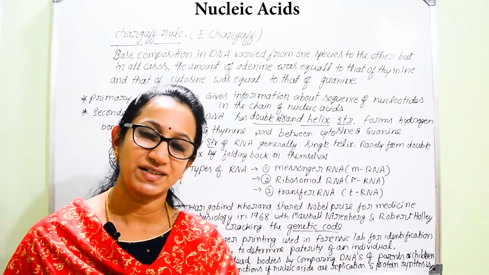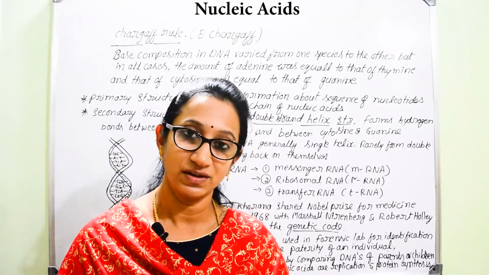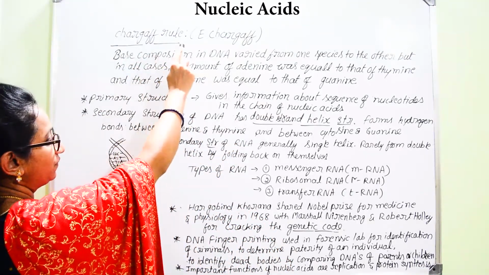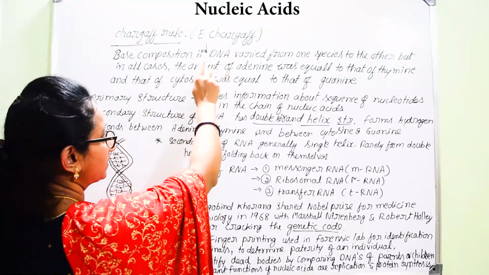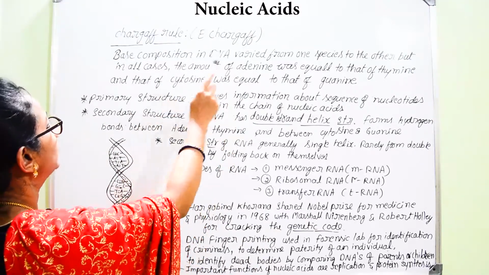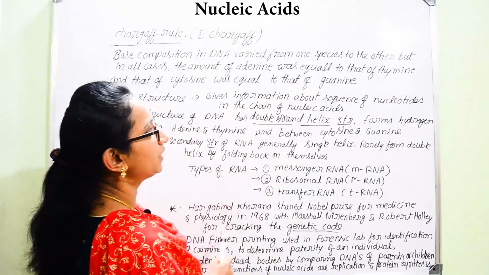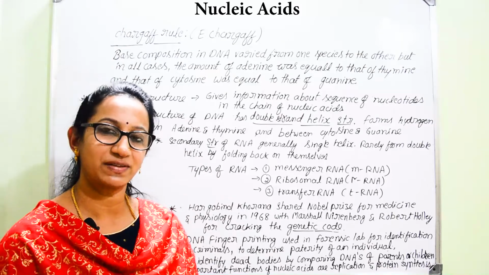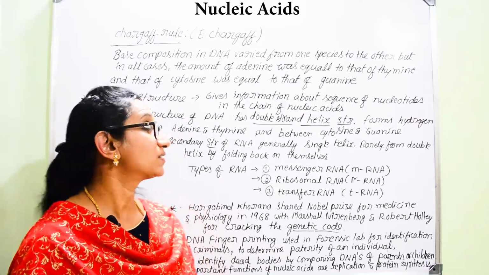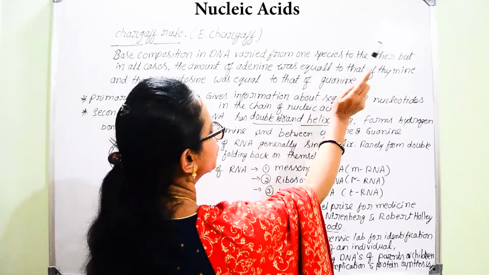Once you know there will be a definite sequence of arrangement of different bases in DNA or RNA, that is, nucleic acids, then you should know about one rule, which is called Chargaff's Rule. This rule was given by the scientist E. Chargaff. So what does this Chargaff's Rule say? According to this rule, the base composition in DNA varies from one species to another. That means each and every species will have its own arrangement of the sequence of the different bases.